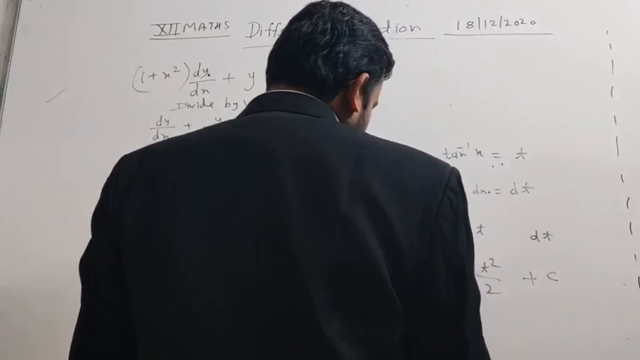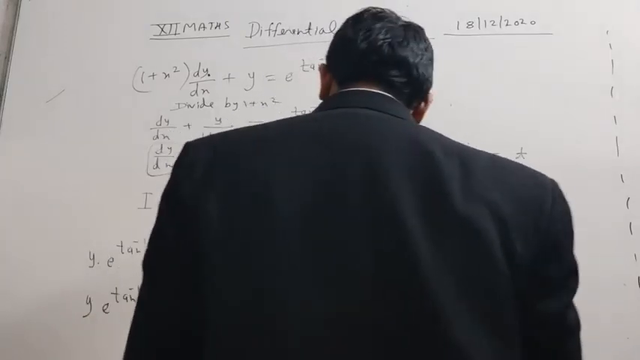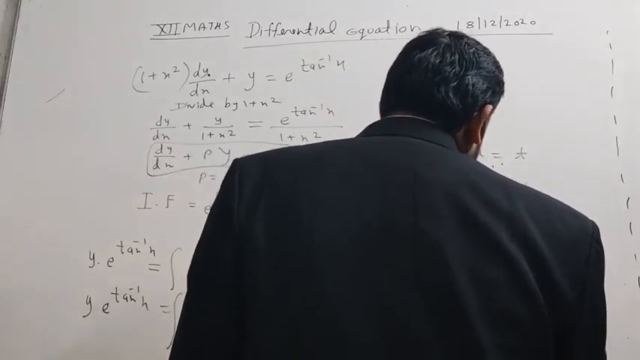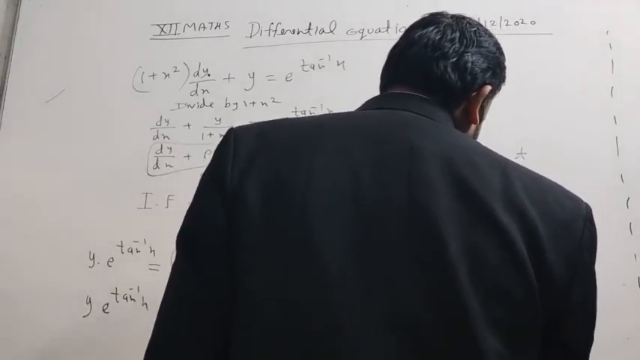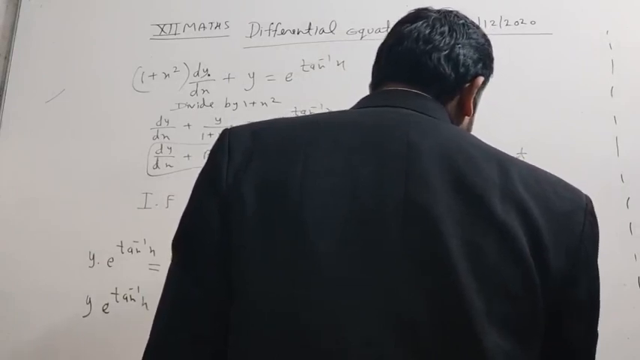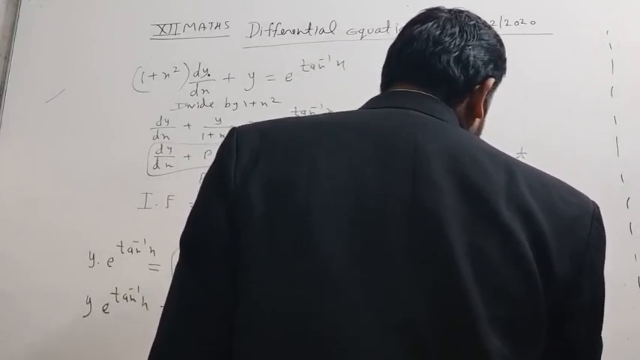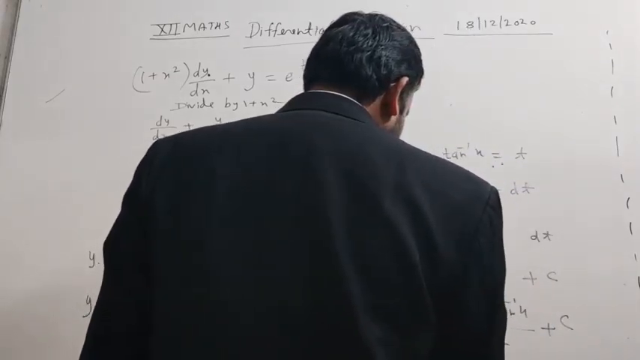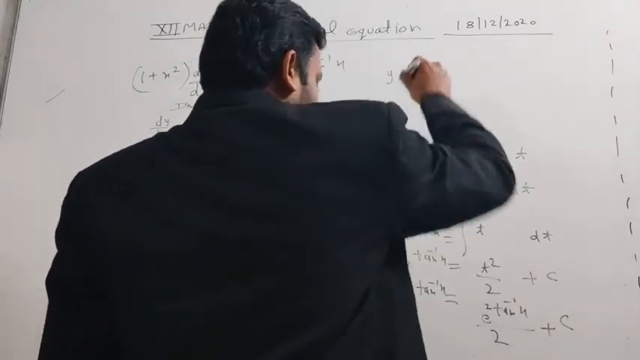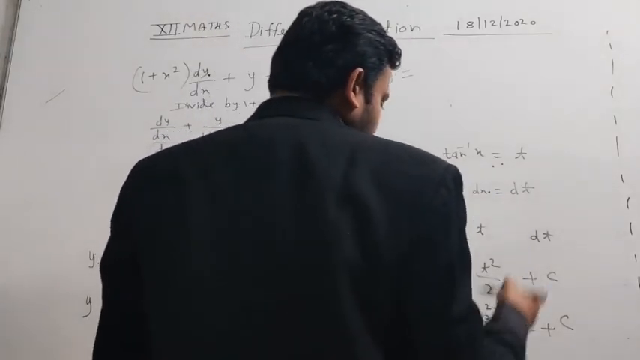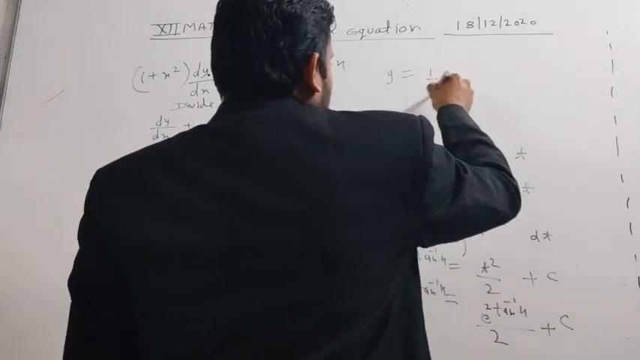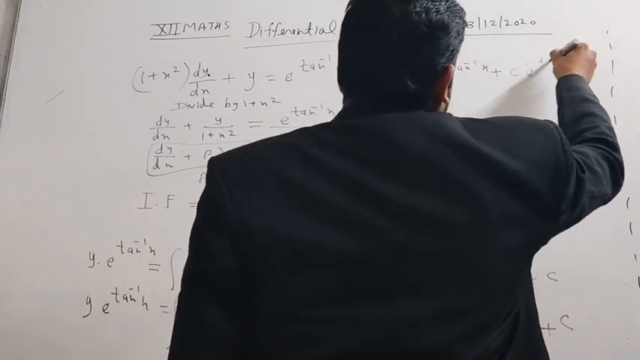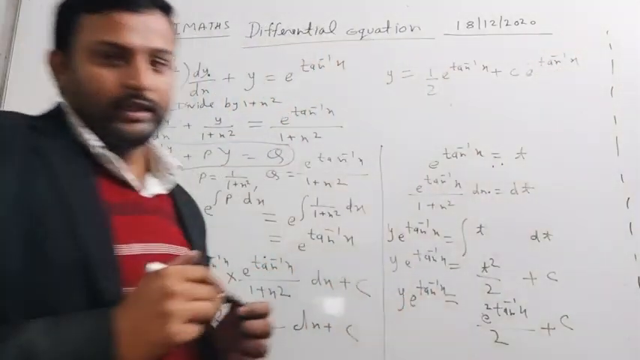And t is e to the power tan inverse x, so e to the power 2 tan inverse x by 2 plus c. Now our solution will be y is, sending e to the power tan inverse x to the other side, 1 by 2 e to the power tan inverse x plus c e to the power minus tan inverse x. So it will be our solution.